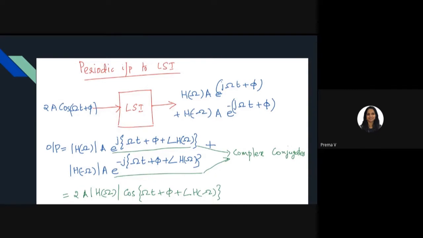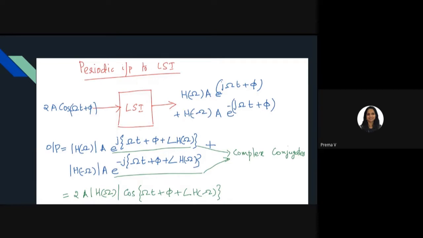Now let us see, instead of one phasor, which is just a cos omega t plus phi, we are going to apply two phasors rotating anti-clockwise in opposite directions. You can represent it as 2A cos omega t plus phi. So in the LSI system, in the figure, we are giving an input of 2A cos omega t plus phi. This represents two phasors of the same frequency, but rotating in opposite directions. The output has two components in it.